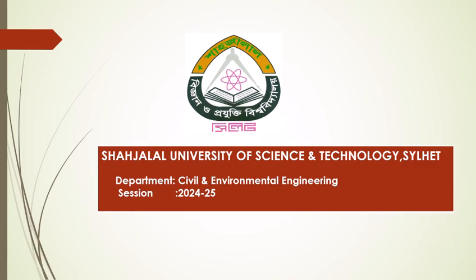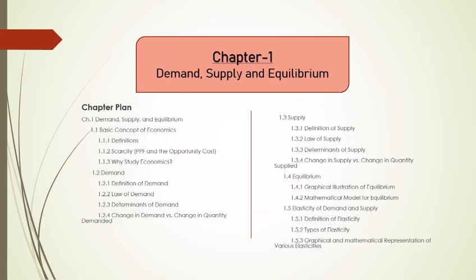Today, we are going to talk about a very important topic of economics, the basic concept. This is the foundation of the subject and it is part of the chapter called Demand, Supply and Equilibrium. In this video, I will explain three key things. 1. The definition of economics. 2. The idea of scarcity along with the production possibility frontier and opportunity cost. 3. Finally, why we study economics and how it helps us in real life. So, let's get started.